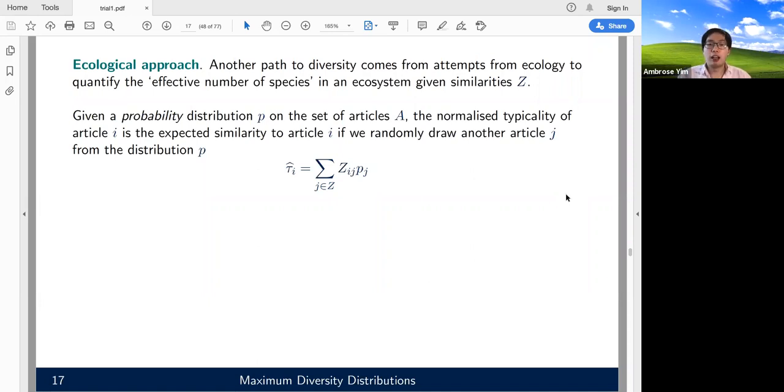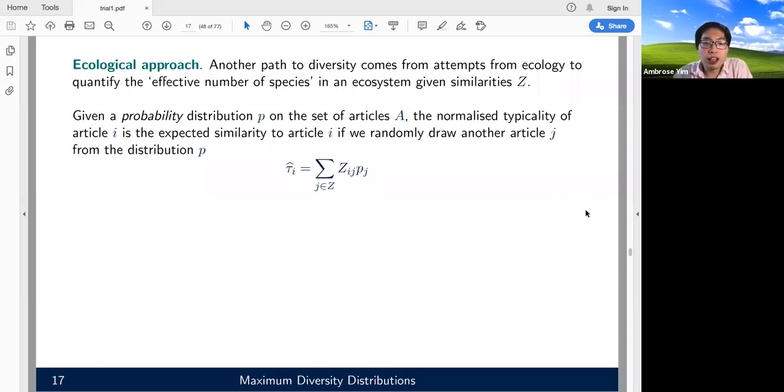So instead of looking at weights, we look at probabilities on the articles, and we talk about a normalized typicality, where instead of the weighted sum of similarities and weights, we have a weighted sum of probabilities and similarities.